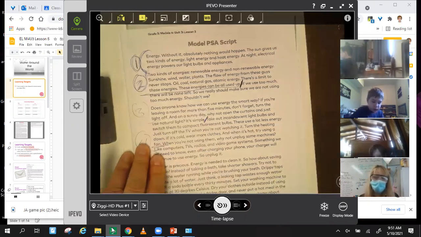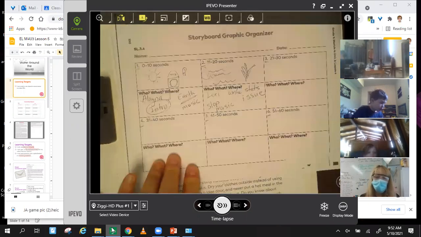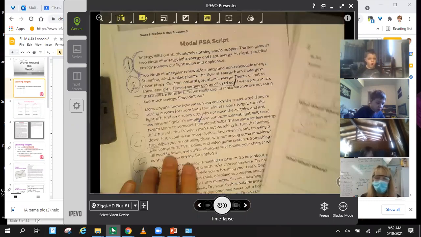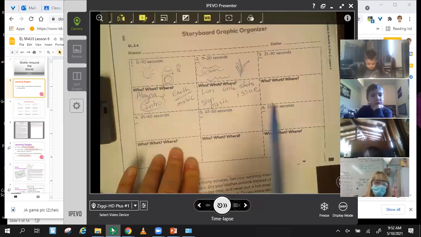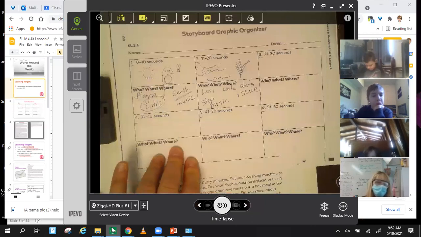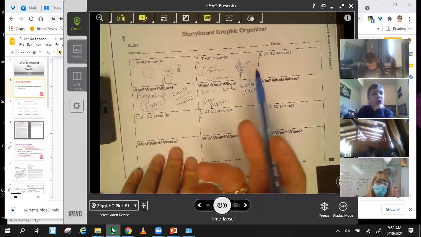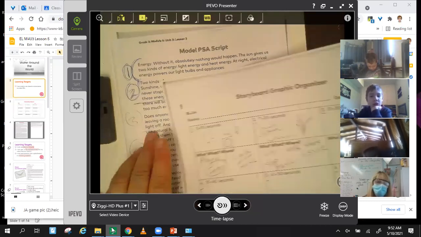Then on your script, now that you know what the words are that go with that slide, think about what pictures you might need to go with that slide. So I was talking about appliances and light bulbs. So I drew an appliance and a light bulb. This is just a sketch. This is not an artistic endeavor. All right, you just want to get your ideas down. And in mine, it talks about different types of energy. So I just put a sun because that's part of what the words are that go with this. It says the sun gives us two kinds of energy. So I drew a sun.